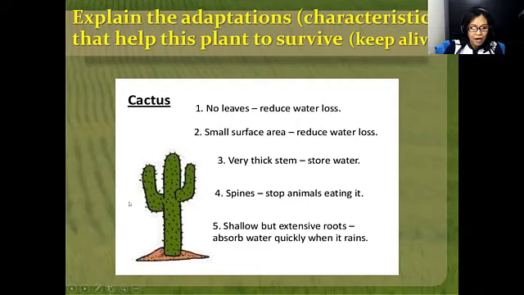Number four, cactus has spines. Cactus has no leaves, but it has spines so that animals stop eating it. And number five, cactus has shallow roots. Shallow means only on the surface of the soil, but it has extensive roots, or very long roots, to search for water. The roots can absorb water quickly when it rains. And these are the adaptations of cactus that help it to survive in desert habitat.